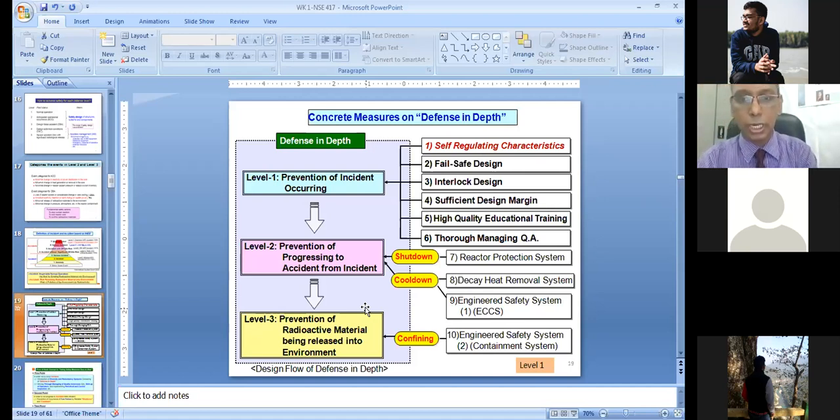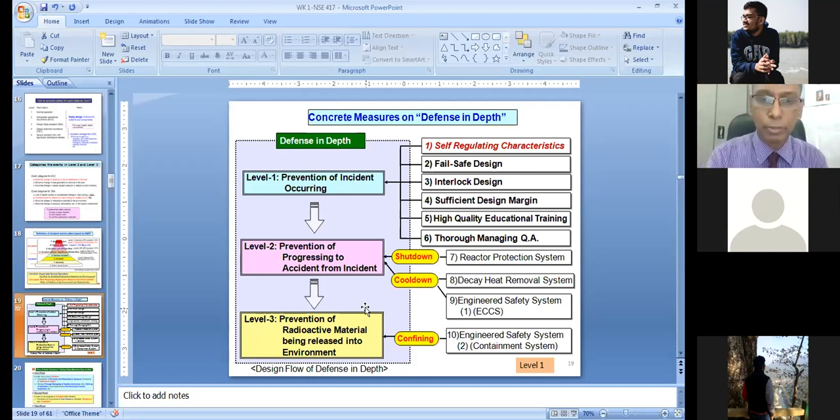Also there will be all the latest technologies with self-regulating characteristics, meaning the reactor chain reaction will automatically be shut down. That is the self-regulating characteristic. So if you have this type of prevention capacity, then it is possible to prevent the incident from occurring.